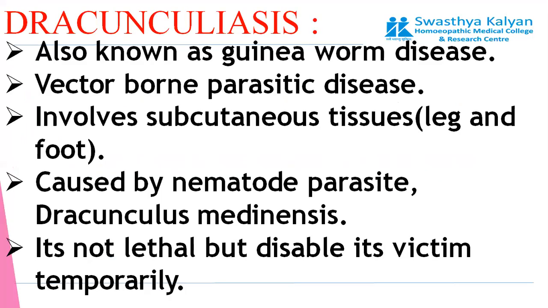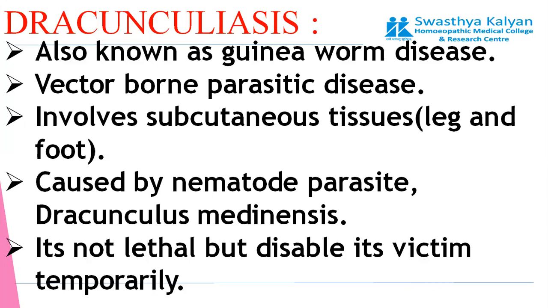So this parasite is also known as guinea worm, and the disease caused by this parasite, that is Dracunculosis, is guinea worm disease. It is a vector-borne parasitic disease. Here the vector involved is a cyclops, which is usually found in water. It involves subcutaneous tissue, like of legs and foot. So the predominant site where this particular parasite will cause its lesion is usually the legs and foot.